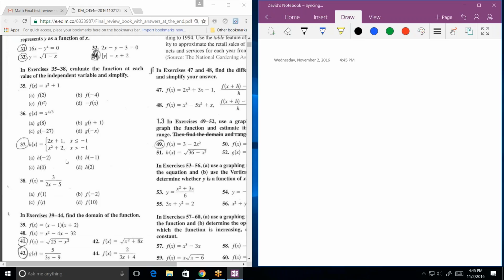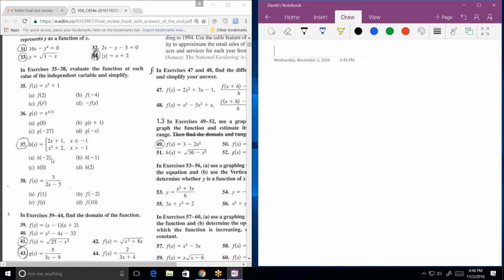All right, these are pretty easy. H of minus 2, which function is that? The top one or the bottom one? Bottom. No, always look at this part first. Whenever you're analyzing a piecewise function, start with your domain. In other words, whenever x is less than or equal to minus 1, I'm going to use this top function. Well, here we have x equals minus 2. That's less than minus 1. So it's the top function.